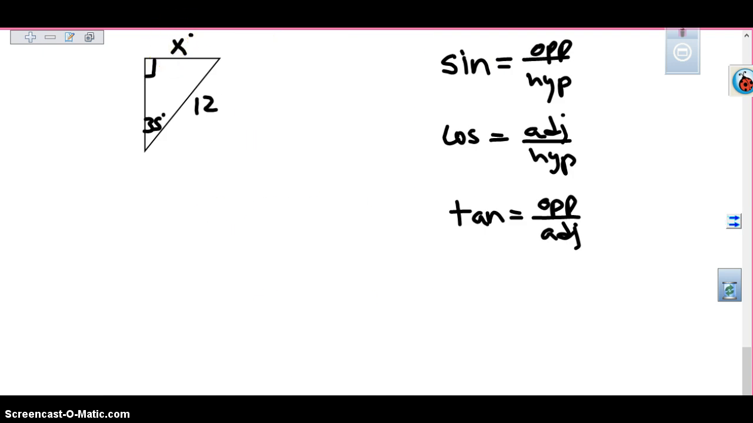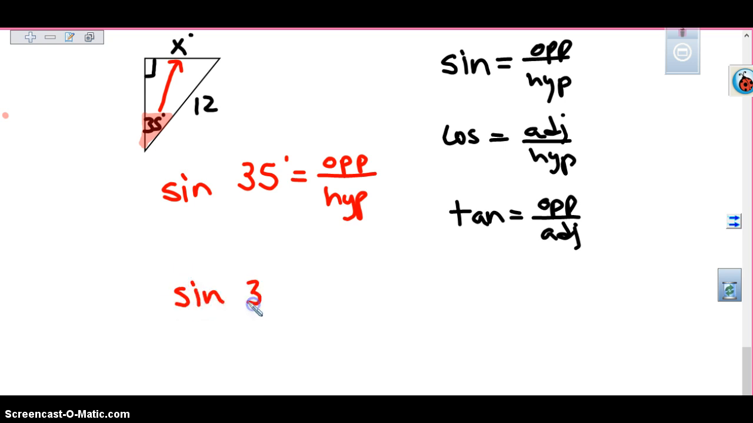If we need to find the value of x, what degree is given to us? 35 degrees, right here. So in relation to 35 degrees, what is given to us? The opposite and the hypotenuse. Remember that the hypotenuse is the side that is opposite from the 90-degree angle. If we're given opposite and hypotenuse, we can solve this problem using the sine of 35 degrees.